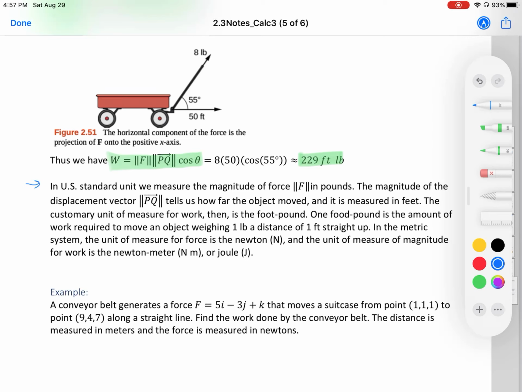straight up. In the metric system, the unit of measure for force is the newton, and the unit of measure for work is the newton-meter, N·m, or joule. So when you work with these problems, instead of foot-pounds, you can say joules or newton-meters.